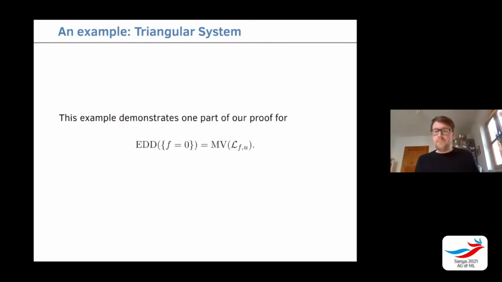And this example demonstrates one part of our proof, and there are other parts. So there are exactly three parts, but I wanted to show you one of them. And for time reasons, I'm skipping the other two. But this example demonstrates one piece of our proof for showing that Euclidean distance degree is equal to mixed volume. And this proof then rests on the fact that you get a system of equations with fewer variables than equations.